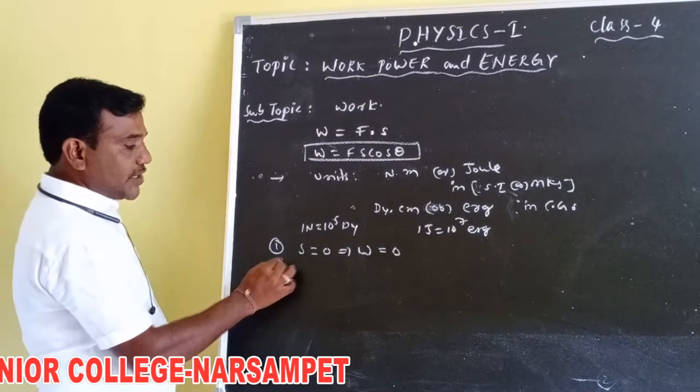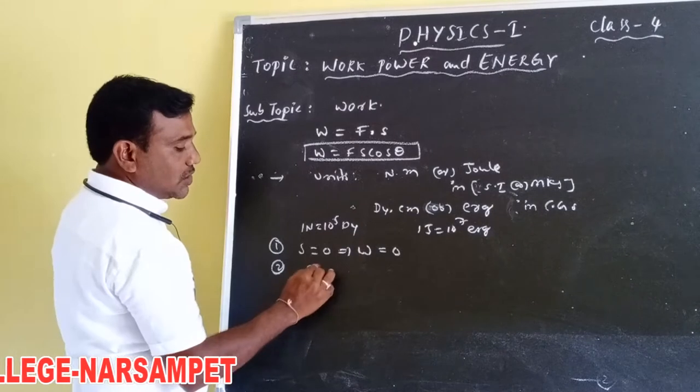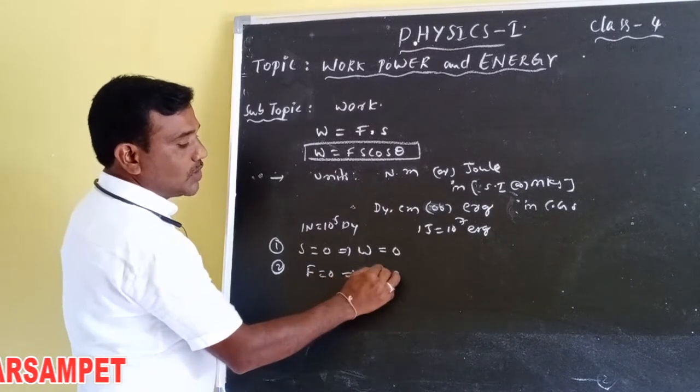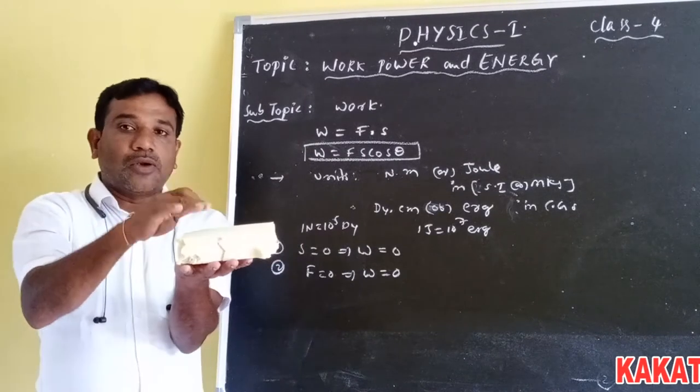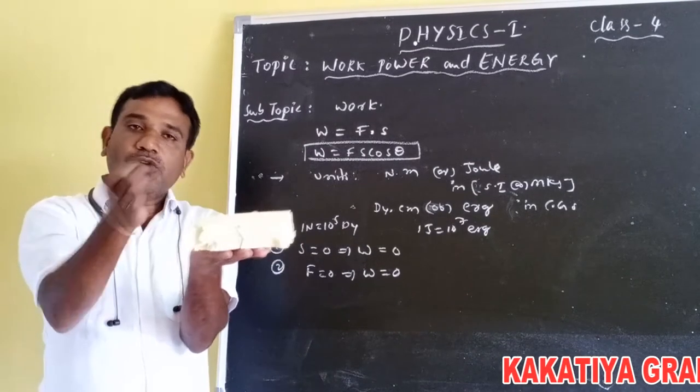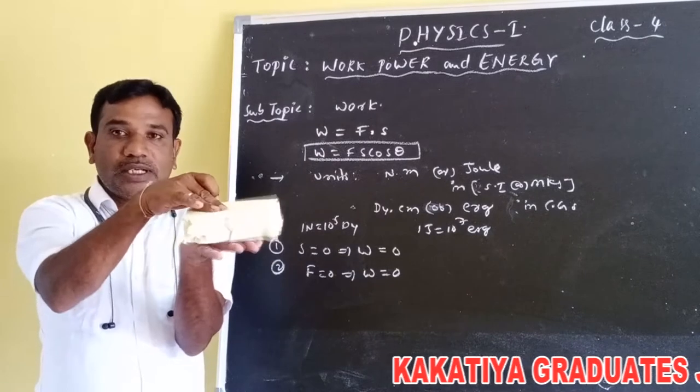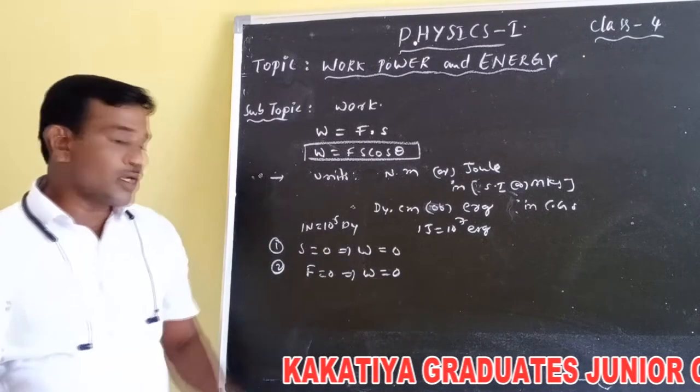And the second condition: F equal to 0, and similarly W is also 0. Now we are considering a body on which no force is applied. Any force will not be applied to this body, it does not displace, then the work done is equal to 0.